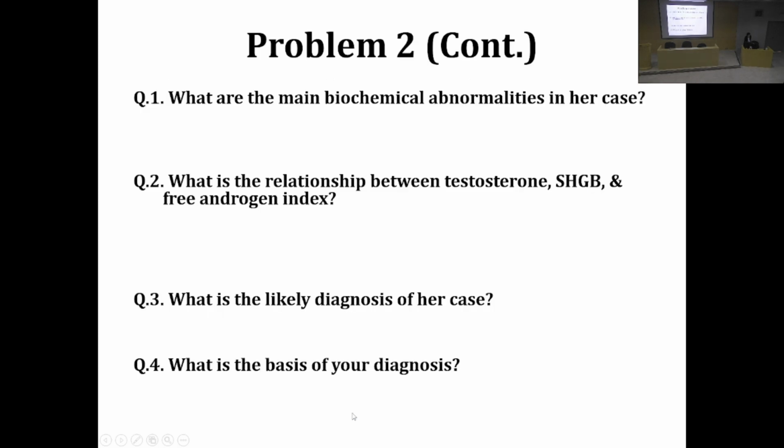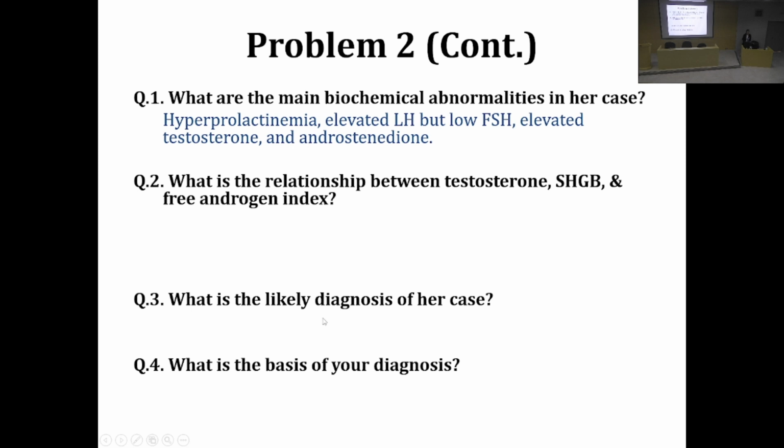Okay, let's go over the questions. What are the main biochemical abnormalities? We said she has high prolactin, slightly high, which can be seen in patients with PCOS. Elevated LH but low FSH. All right, and elevated testosterone and androstenedione. What is the relationship between testosterone, sex hormone binding globulin, and the free androgen index?